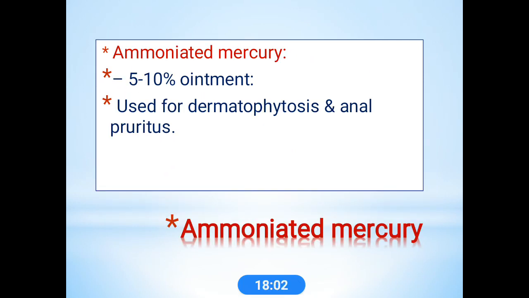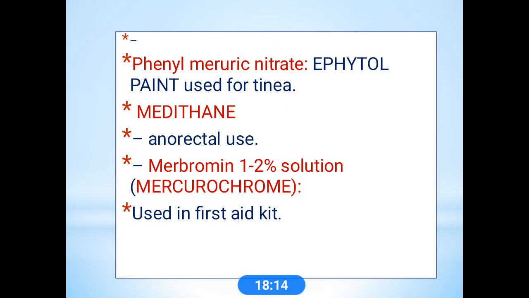Ammoniated mercury is available as a 5 to 10% ointment, usually used for dermatological conditions such as dermatophytosis and anal pruritus. Phenylmercuric nitrate is the Eptol paint, mainly used for tinea infections. Meditheon is the main brand, for anorectal use. Merbromin, a 1.2% solution, is available as Mercurochrome. This is the most widely used brand, mainly used in first aid kits.